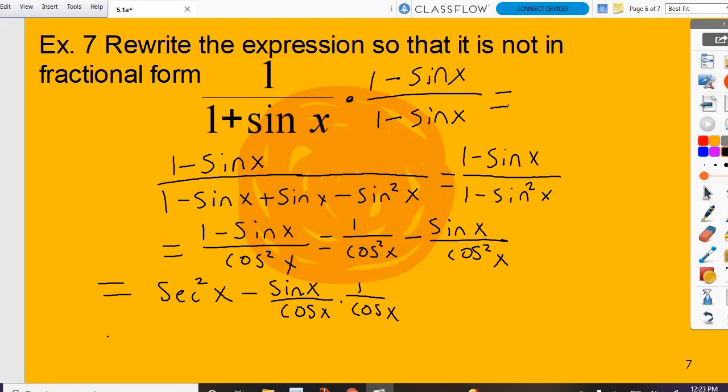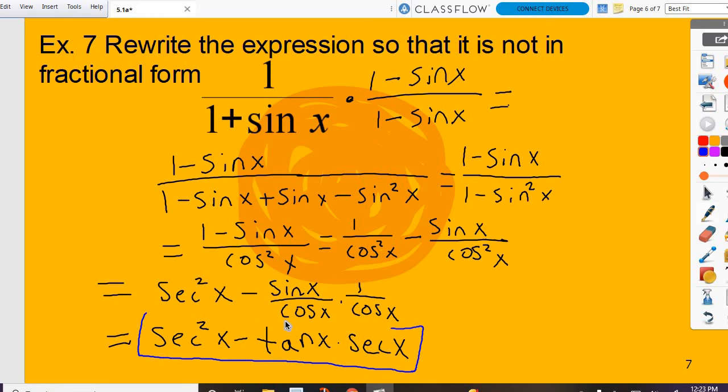So then what did we say? What is sine divided by cosine? We just said a second ago. Sine divided by cosine gives us tangent. And then we said a second ago, what is 1 divided by cosine? Secant. Do I have any more fractions? Nope. So did I do what the instructions asked us to do? Did I get rid of all of the fractional forms? Do we have any fractions left? No. So did we get rid of all the fractions? Yes. So that is our answer.